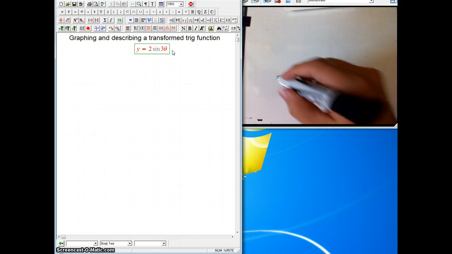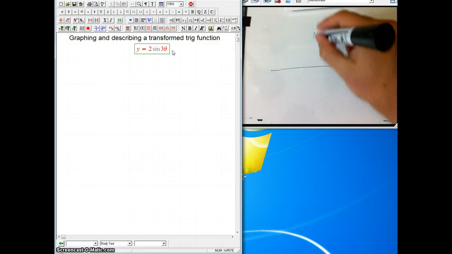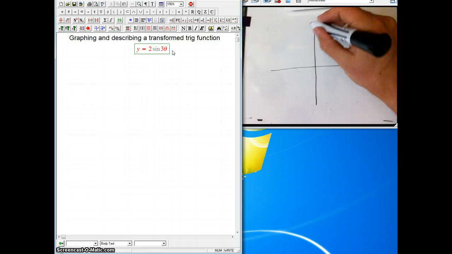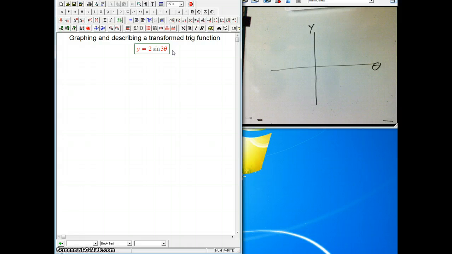So let's draw some axes. Okay, and let's think about those key points. All we need to do is figure out where those key points went. Let's put it over here with pretty writing. So, where do the key points go? If we can figure that out, we can just connect the dots in a nice sine curve shape.